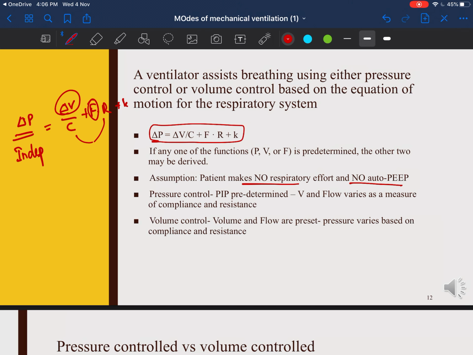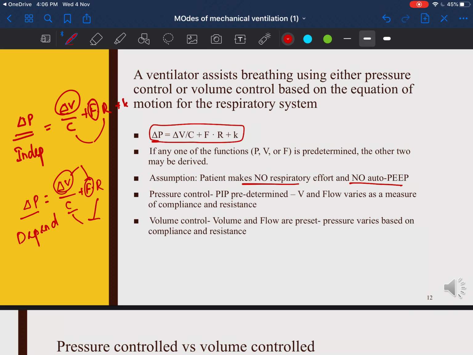On the other hand, if you want to keep a volume controlled mode of ventilation for the patient, volume control is essentially again flow, isn't it so? So both of them will be predetermined. If these are predetermined, your pressure becomes the dependent variable here. It depends on the changes in compliance and resistance of the patient.